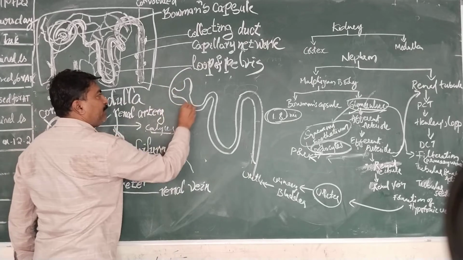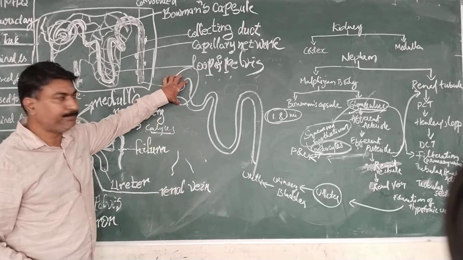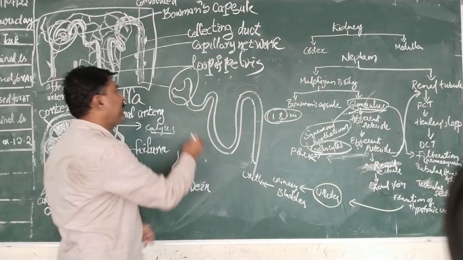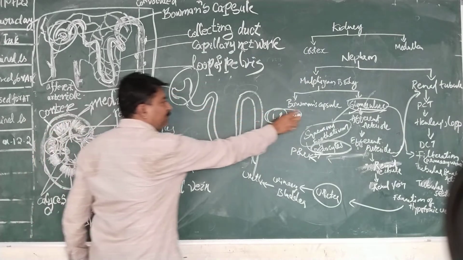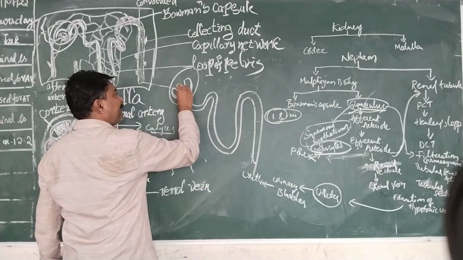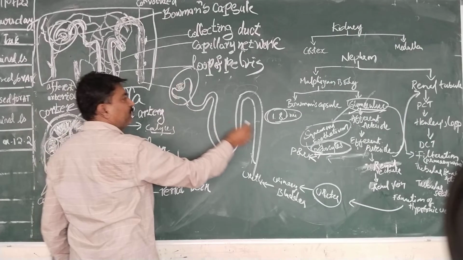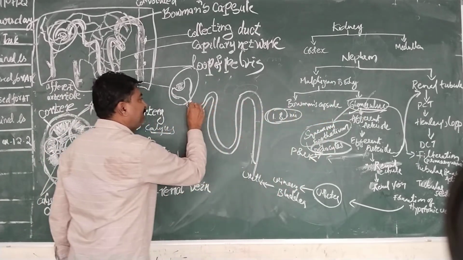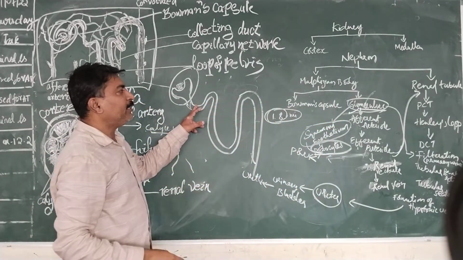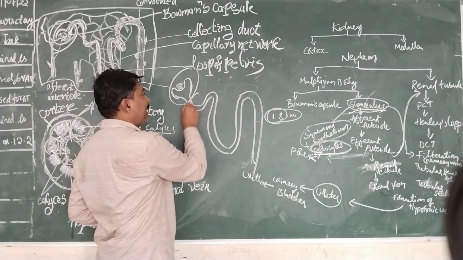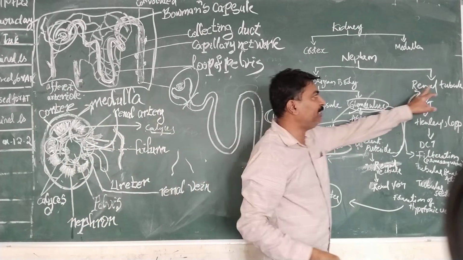Now this portion is called the Malpighian body. In this Malpighian body we have a cup-like structure called Bowman's capsule. Inside it consists of a network of capillaries which is known as the glomerulus. The next portion, the tubular portion, which will be the end of Bowman's capsule, is known as the renal tubule.